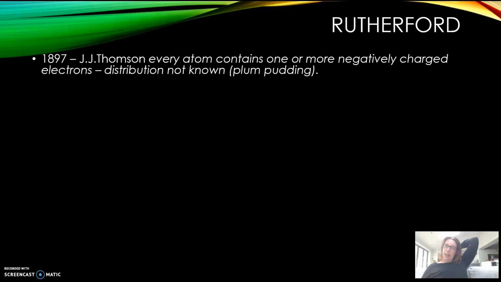I'll just go through some key points. In 1897, J.J. Thomson said that every atom contains one or more negatively charged electrons. The distribution of that wasn't known, so at that time there was the plum pudding model, which is a bit like a cookie where you've got the chocolate chips inside, which he thought were negative, and then the dough of the cookie that he thought was positive. But he didn't know about cookies, so he knew about plum pudding, so he called it the plum pudding model.